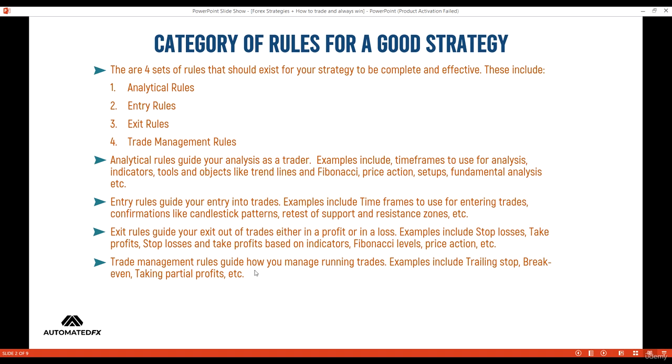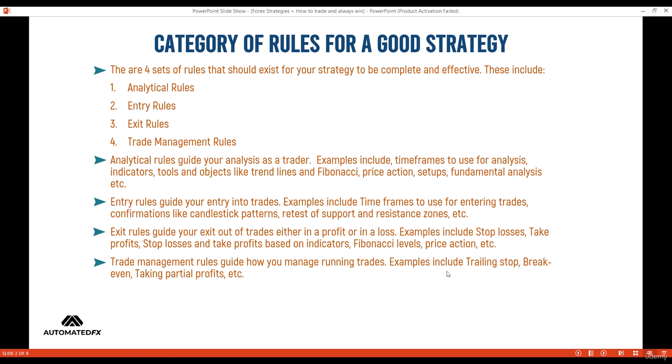And then we have the trade management rules, which guide how you manage running trades. Whatever you do not manage well, you lose. That's a very popular saying, which is very true in this case. I have experienced situations where I was in very good winning trades, but because I didn't manage the trades well, I didn't move my stop to break even, or I didn't trail it, or I didn't close, I basically lost the trade. So trade management is very important, and you have to have trade management rules.